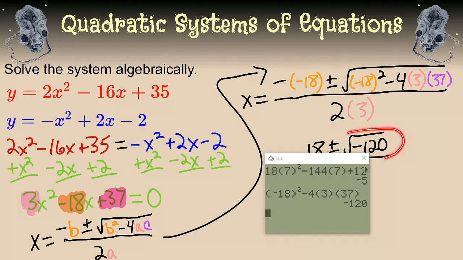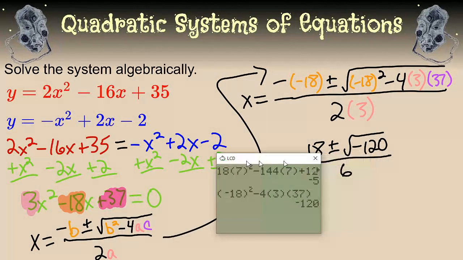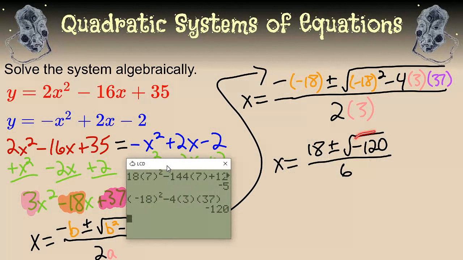And what does this tell us right there? Oh, sorry, you can't see it. So what does this right there tell us? Yeah, it's a complex solution. Yep, yep. So there are no real solutions.